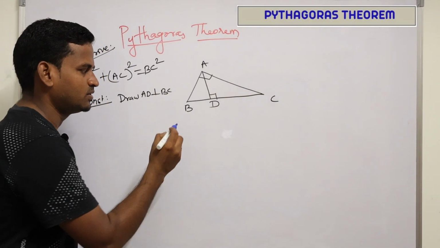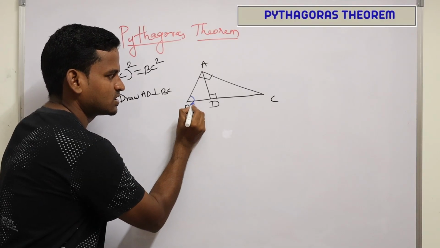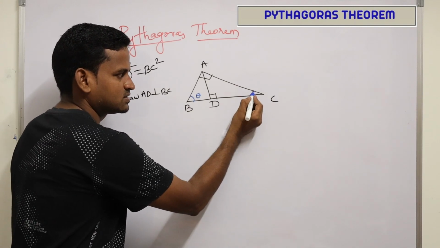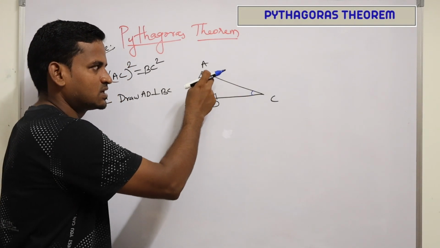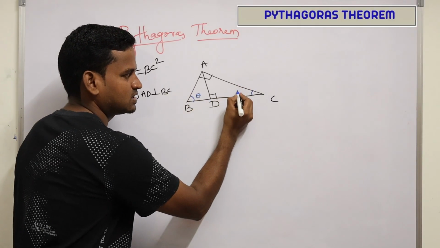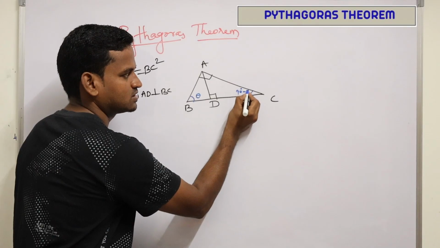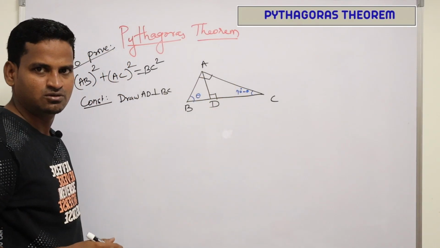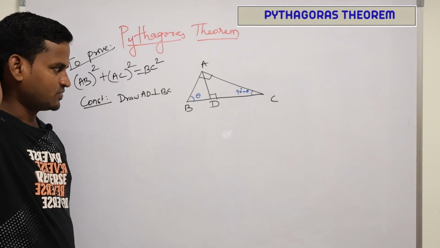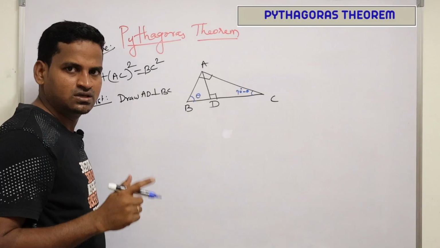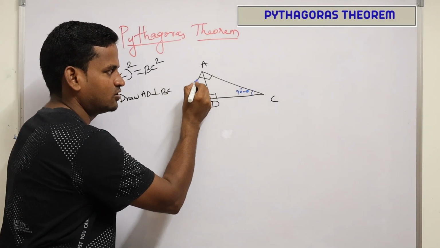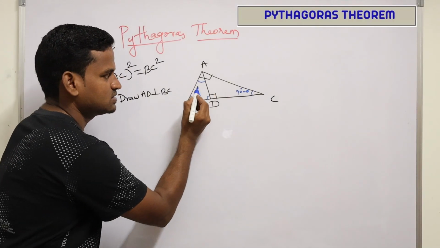In it, you can take angle B as theta. If you take this angle as theta, what about angle C? You know very well, one angle is a right angle, so the sum of these two angles will be 90 degrees. So the remaining angle will be 90 degrees minus theta. Now add the angles of ABC: the sum of the interior angles of a triangle is 180 degrees, you check it. So if this is theta and this is 90 degrees, this value is 90 degrees minus theta.